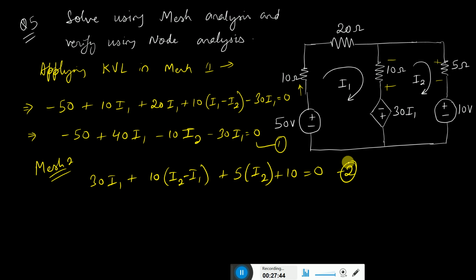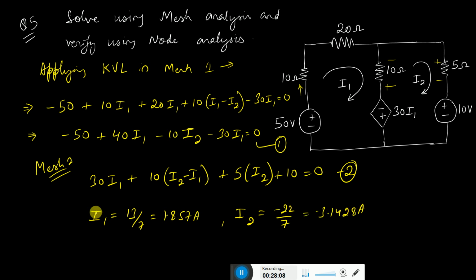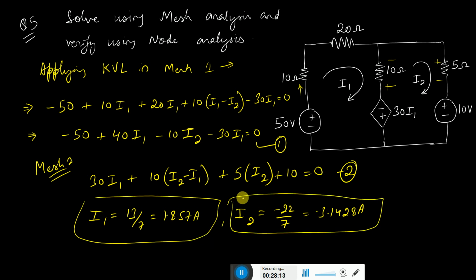If you solve these two equations, finally you get the value of I1 equal to 13 by 7, or 1.857 amperes, and the value of I2 equal to minus 22 by 7, or minus 3.1428 amperes. So you get the values of I1 and I2 this much. Now we are going to use node analysis to solve the problem and see whether our values of I1 and I2 come out the same or different.